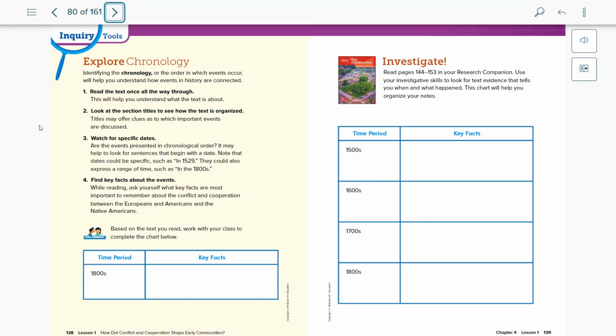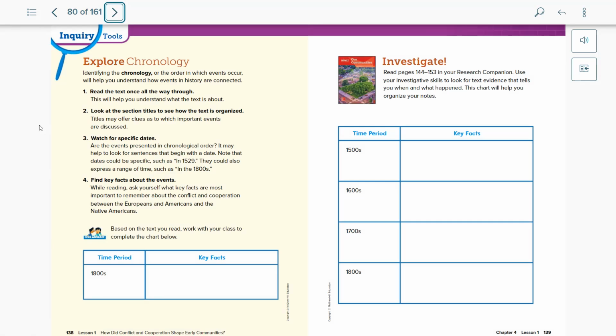All right, let's take a look at our first graphic organizer. Now here we're going to focus on what we call chronology. Chronology is looking at the order that things happened in history. So what happened first, next, last. Whenever we're talking about things in chronological order, we're talking about them in time order, in order of the time that they happened.